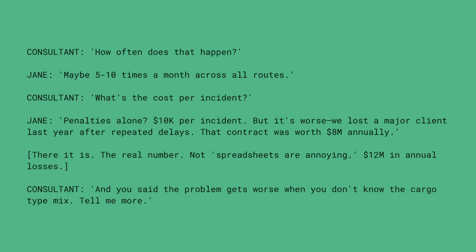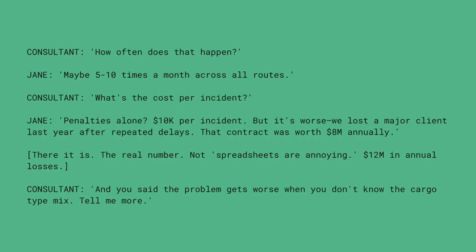What's the cost per incident? Jane says, penalty alone, $10,000 per incident. But it's worse. We lost a major client last year after repeated delays. The contract was worth $8 million annually. There it is. That's the real number. $12 million in annual losses.